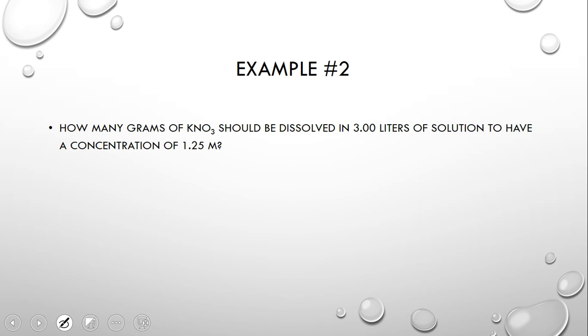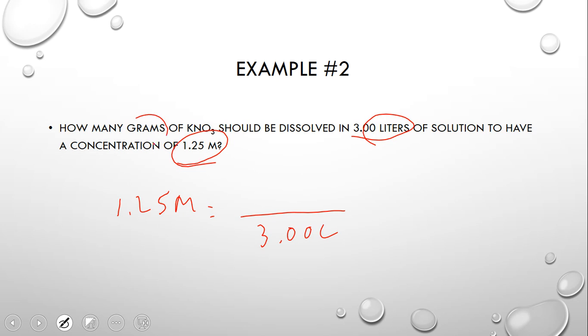All right, so that's an example of when you use that. And here's another example, which I'm pretty sure I worked out on the board. But here, we want the concentration, so the 1.25 molar is given. And we have the liters, so we know that it's 3.00 liters. And again, we're looking for the moles, but in this case, the grams. So we'll solve for moles, and then we'll convert that to grams using the periodic table.